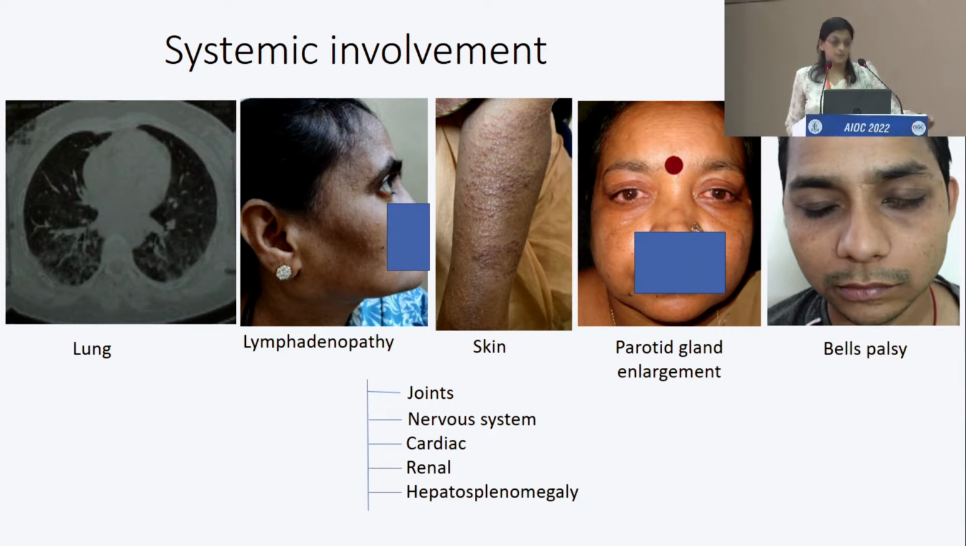90% of these cases, when you look at them, they have lung involvement or lymphadenopathy, and this can occur at any point of time. In addition, you can have a skin involvement or a history of Bell's palsy, like in this case. You can have glandular enlargements, like in this case, which had a parotid gland enlargement, and it can actually involve almost any organ: joints, nervous system, cardiac, renal, and even the liver.